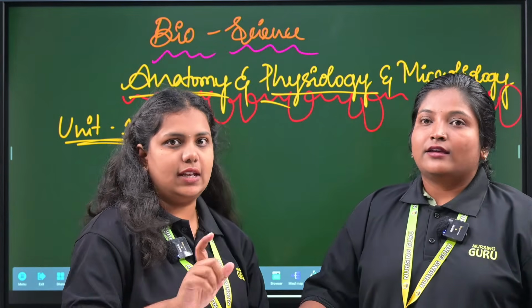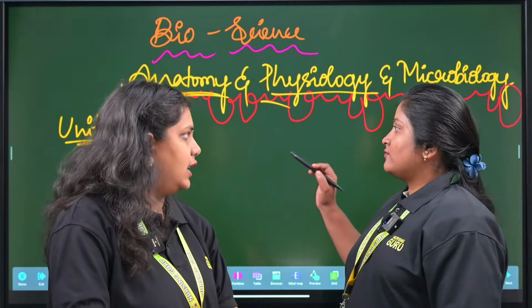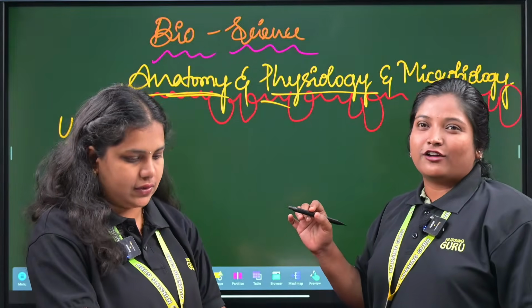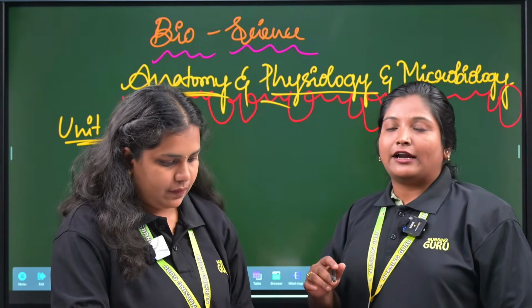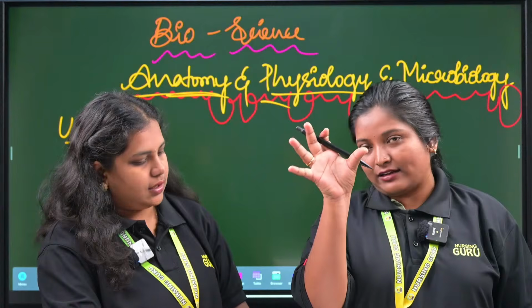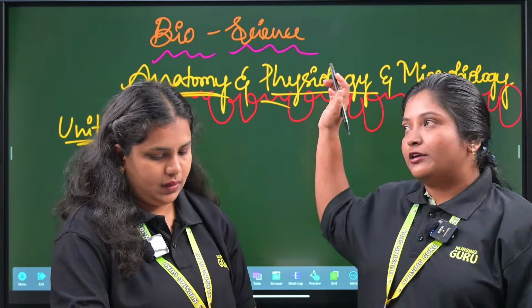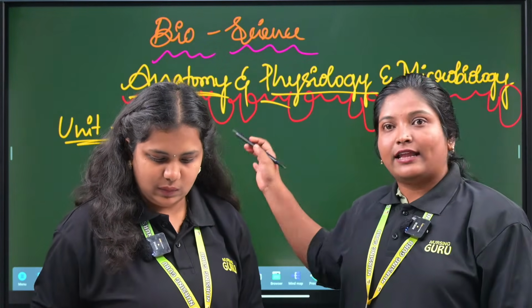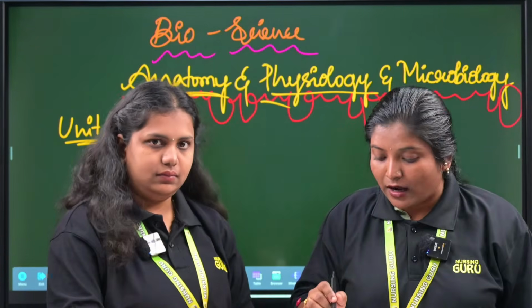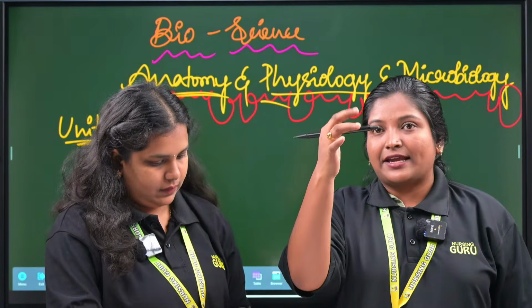Concentrate more on connective tissues and the classification of connective tissue. That is a small but important classification, so put it in one flow chart. That will help you get good marks. So the entire second unit is over.